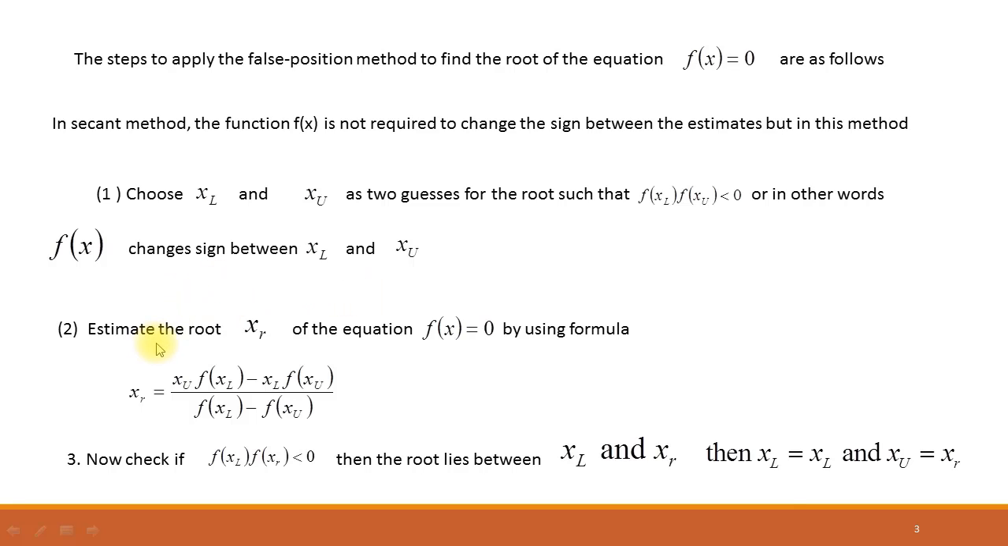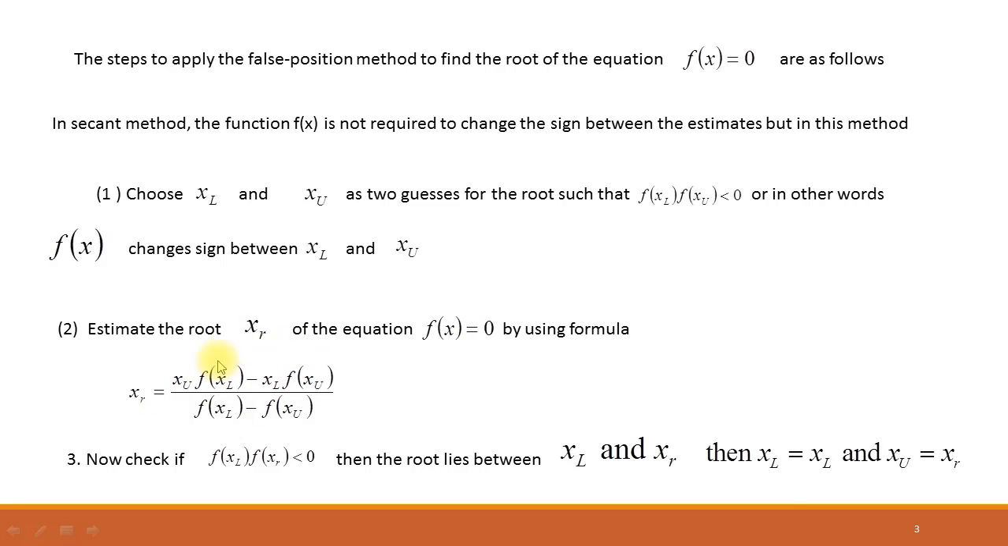In the second step, estimate the root x_r for the given equation by using this formula. This is the new root. For example, we have the first root x0 and the second root x1. First of all, choose two roots for the given equation. Suppose one root is x_l and the other root is x_u, or name the roots x0 and x1. Then first of all, check the sign of the function at these two initial chosen values. Then find the third value by using this formula.